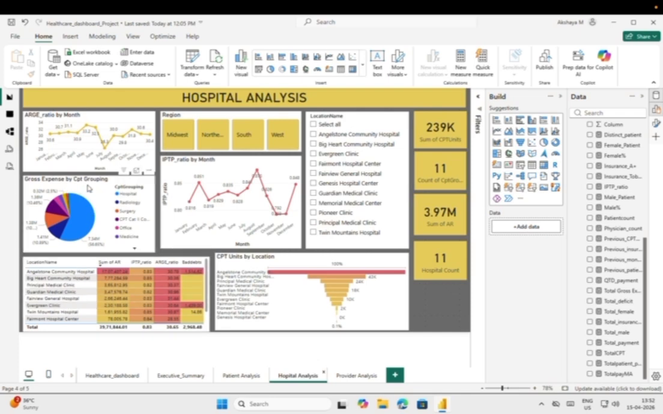Then gross expense by CPT grouping. As we can see, the total gross expense the hospital has incurred for CPT is 56%, and others as well. Here also I have implemented slicers. One is region and the other one is location name, meaning all those 11 hospitals. I have also included a select all option to see the overall hospital analysis for all those 11 hospitals.